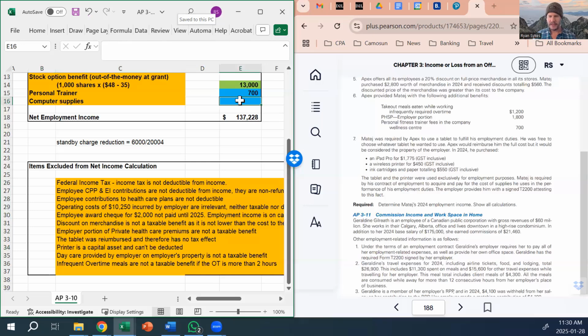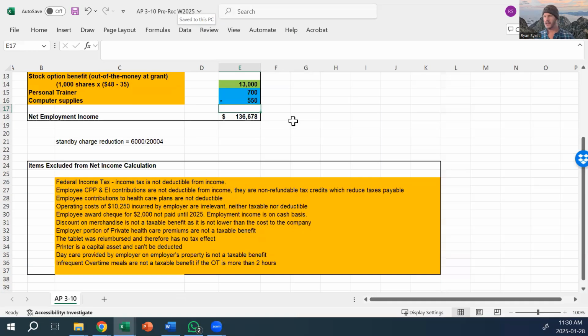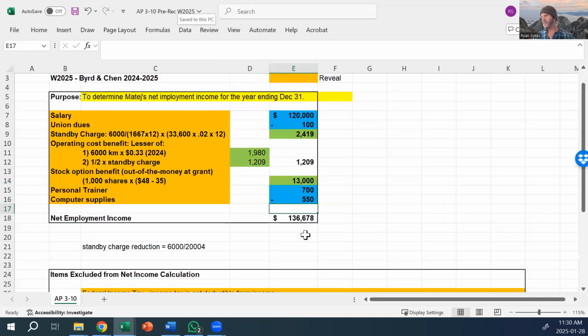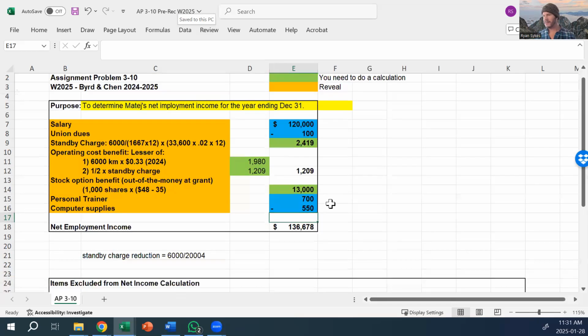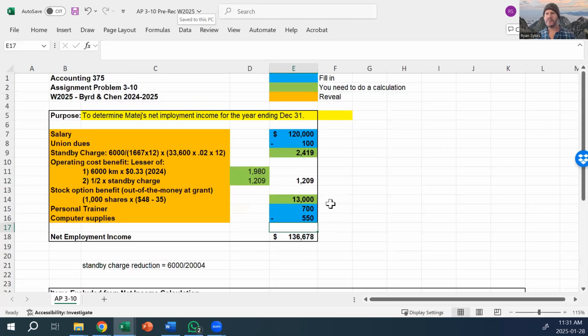I'm going to type in the minus 550. Your final employment income for this gentleman is $136,678. I think that coincides with what you see in your textbook solution to this, but if it's not, I don't know. Call and complain to the Camosun College Dean of Complaints Department. I think that's right. So I think that's all for this one.